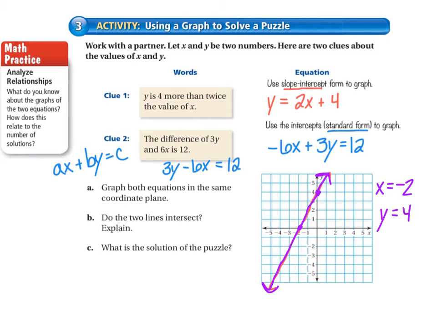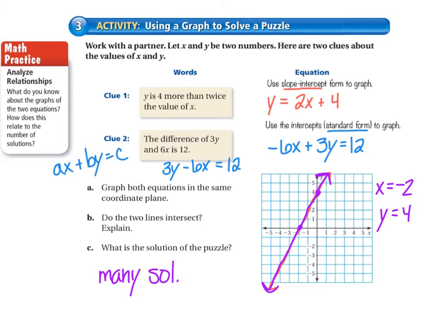So it says graph both equations. We've done that. Do the two lines intersect? The answer is, yeah, they do. The whole line intersects, right? It's the same exact line. So when it says, what is the solution? Well, two lines can intersect at one spot, they cannot intersect like we saw in the last problem, or they can intersect the entire way through because they're the same line, and that would mean that we write infinitely many solutions, or all solutions.